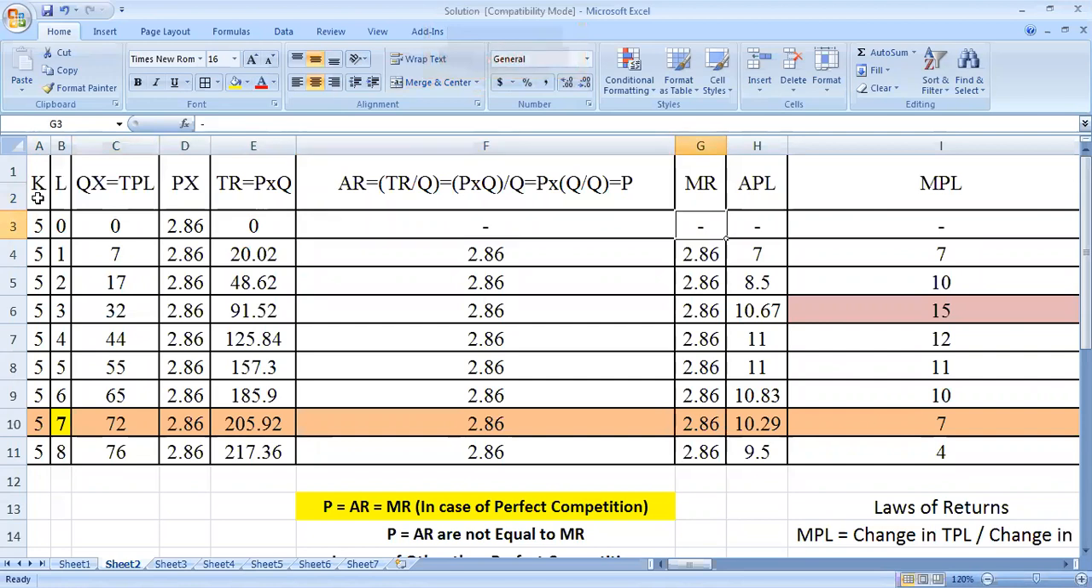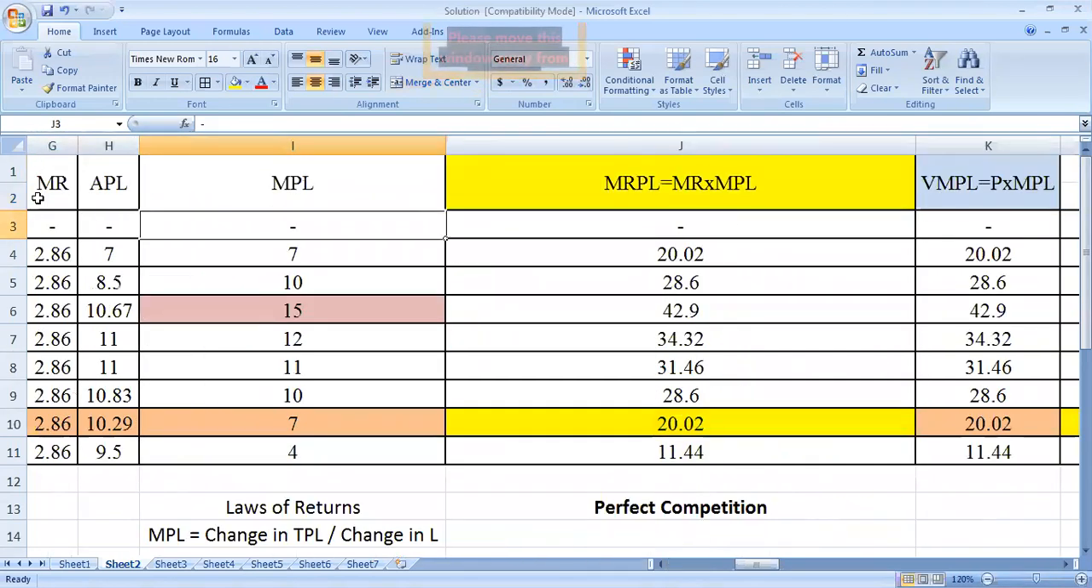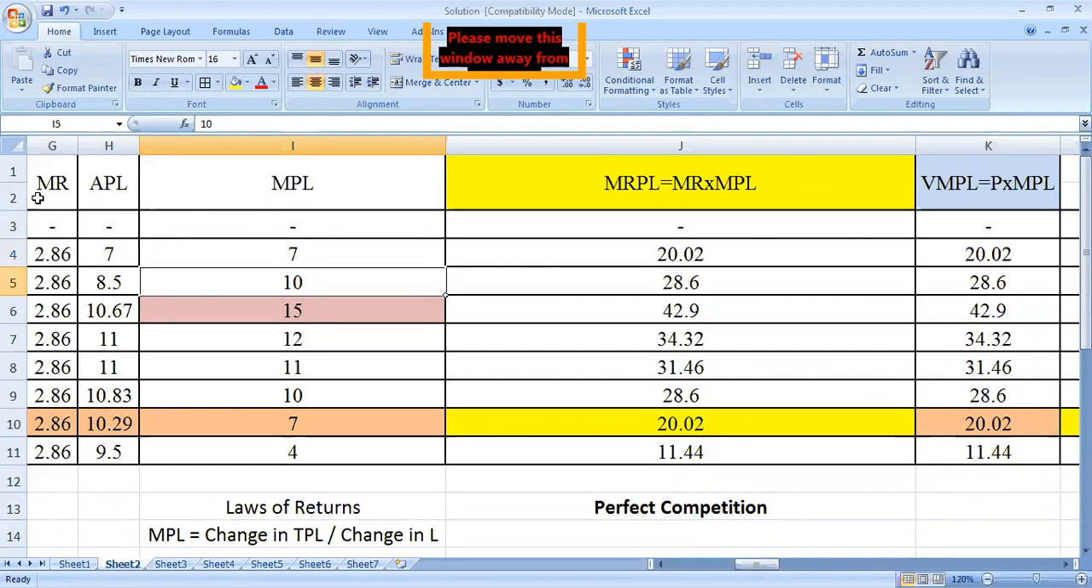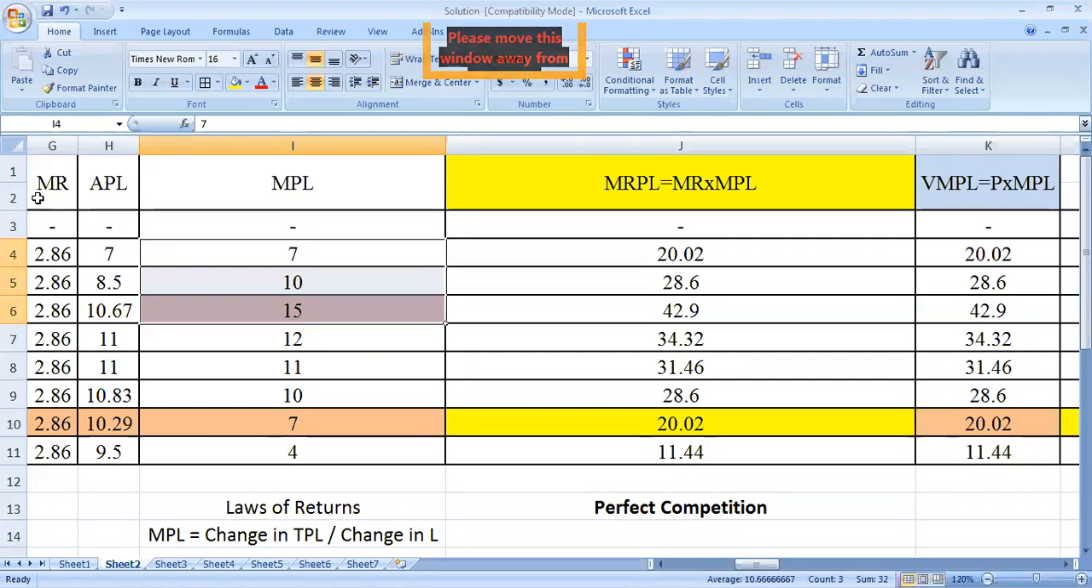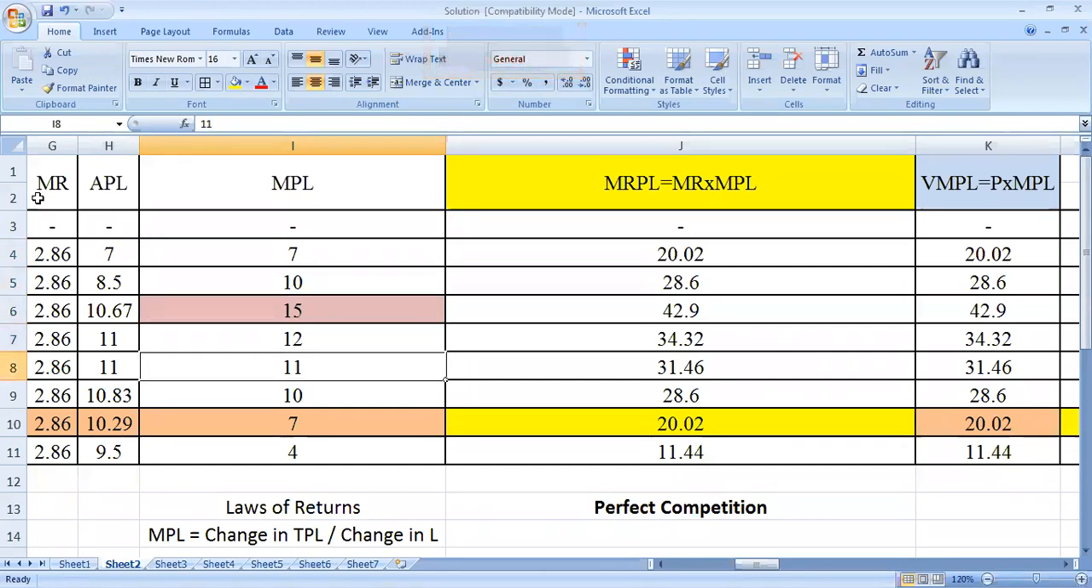Okay. And if you see this value of marginal product of labor, I've just told you that I generated this column by following the concept of law of increasing returns and law of diminishing returns. From 7 to 10 and from 10 to 15, you could see that the MPL is increasing. It is because of the law of increasing returns. And from 15 to 12 to 11 to 10 to 7 to 4, the value of marginal product of labor is decreasing.